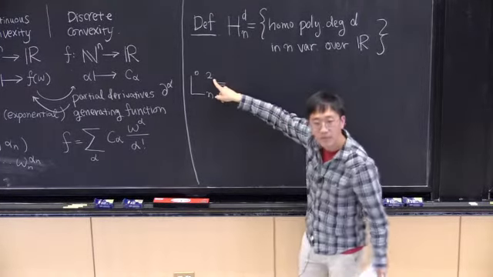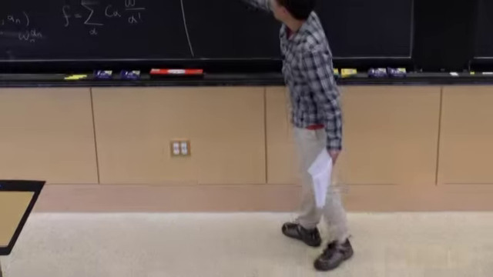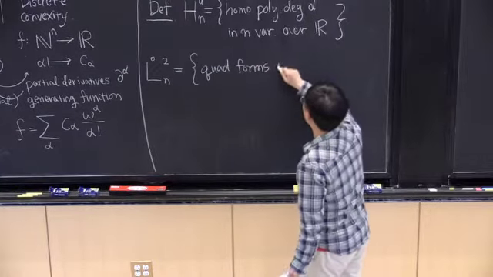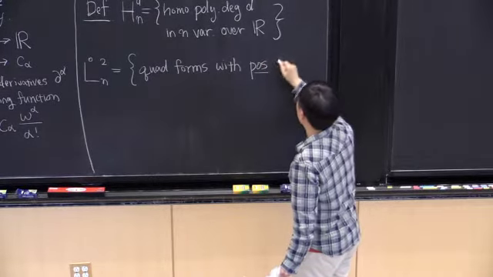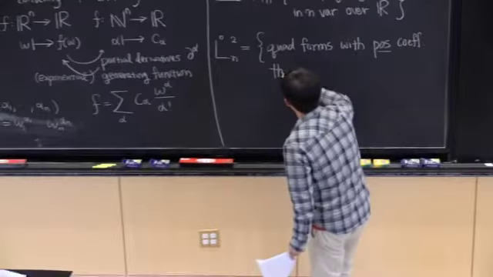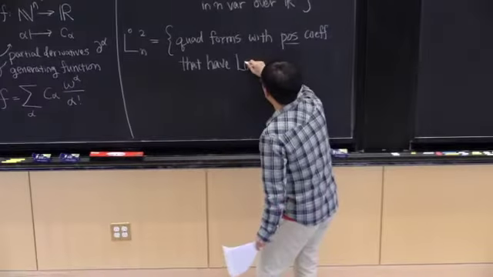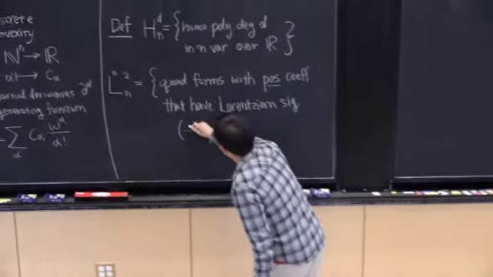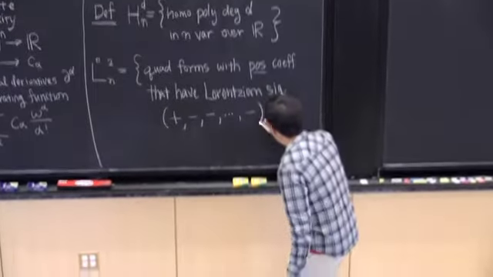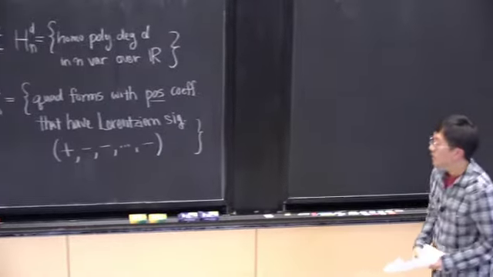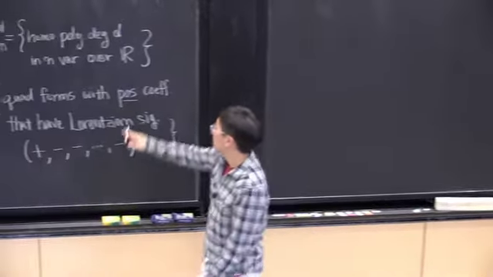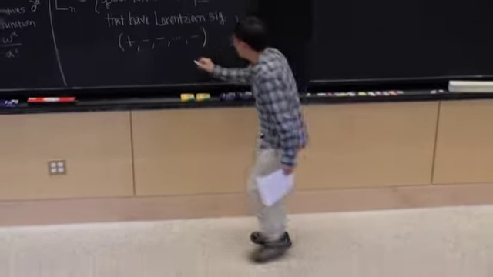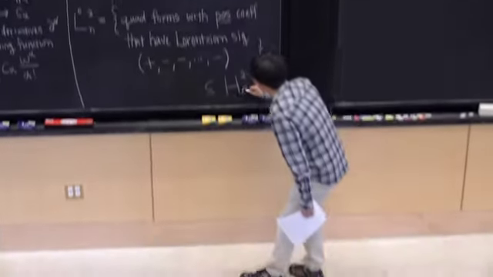Starting from the case when d equals 2, so the case of quadratic forms. L naught of 2 n is going to be the set of quadratic forms with positive coefficients that have the Lorentzian signature plus, minus, minus, dot, dot, dot, minus. So exactly one positive eigenvalue and non-singular. Because I'm requiring all the coefficients of the quadratic form to be positive, and I'm putting an additional open condition here, I have actually defined an open subset of H 2 n.